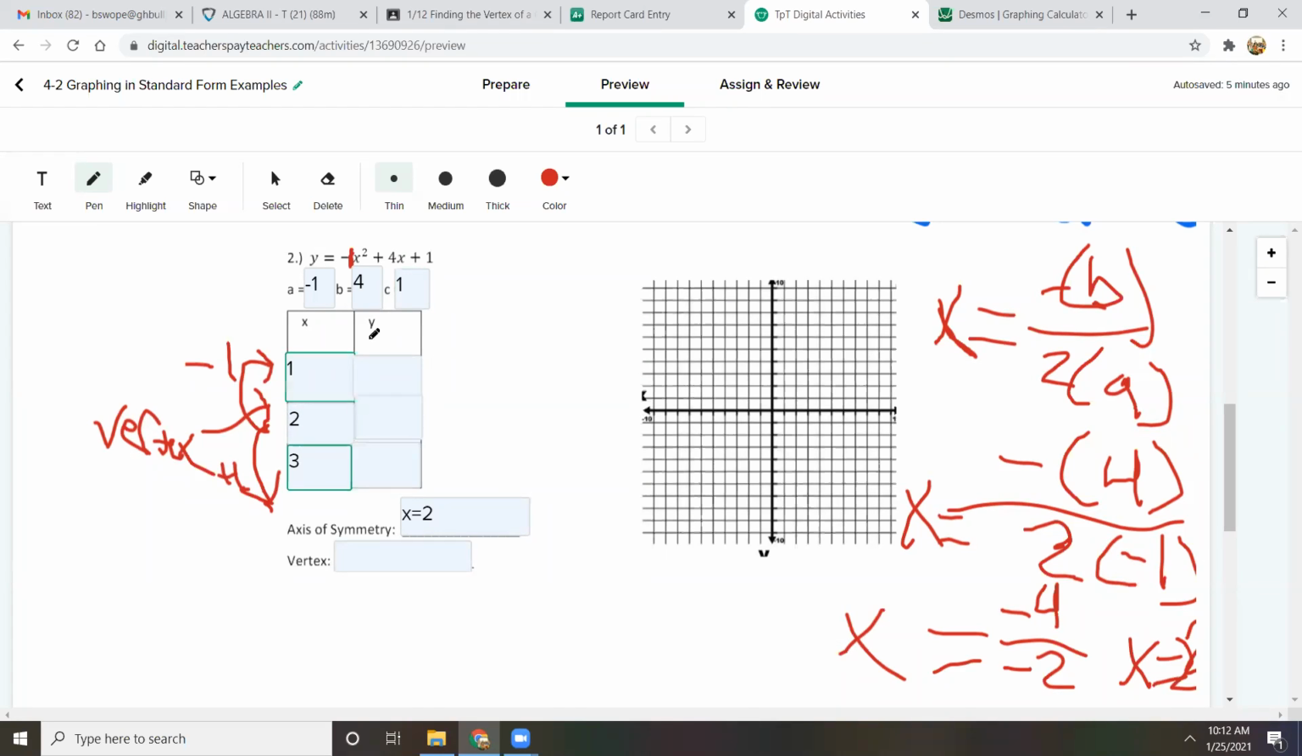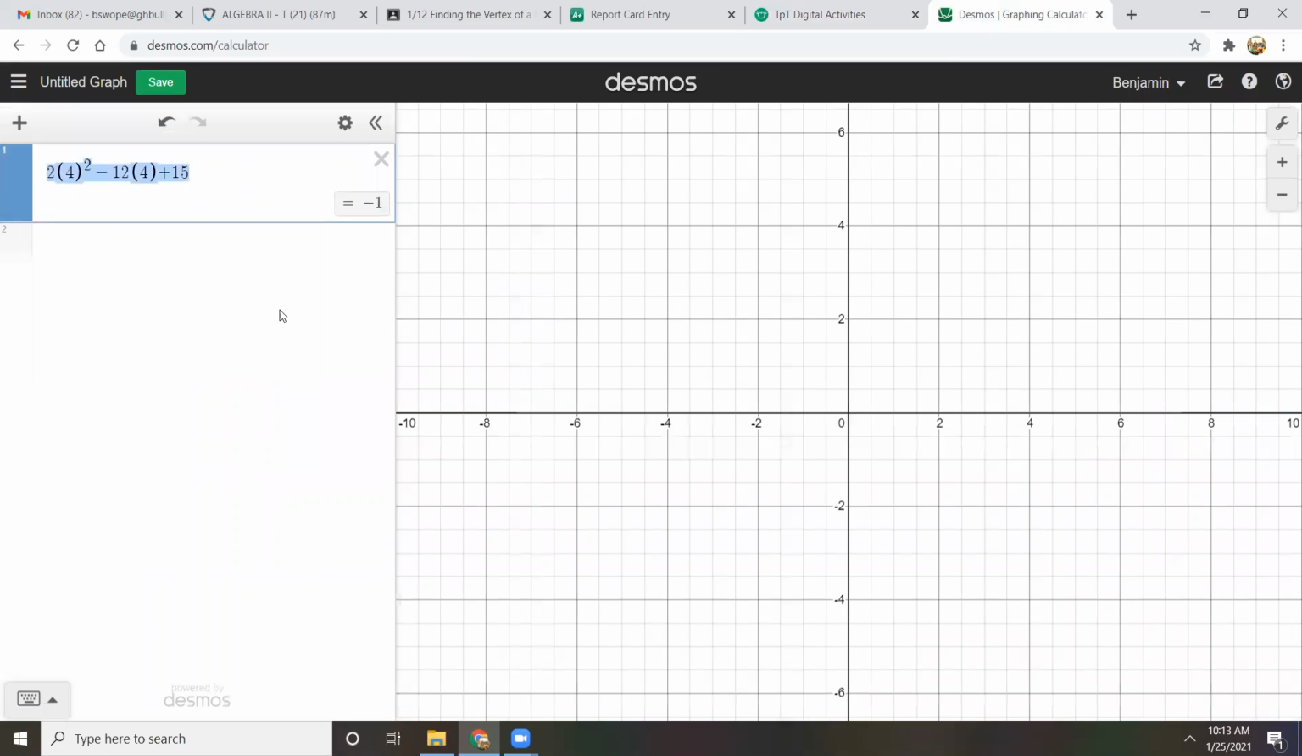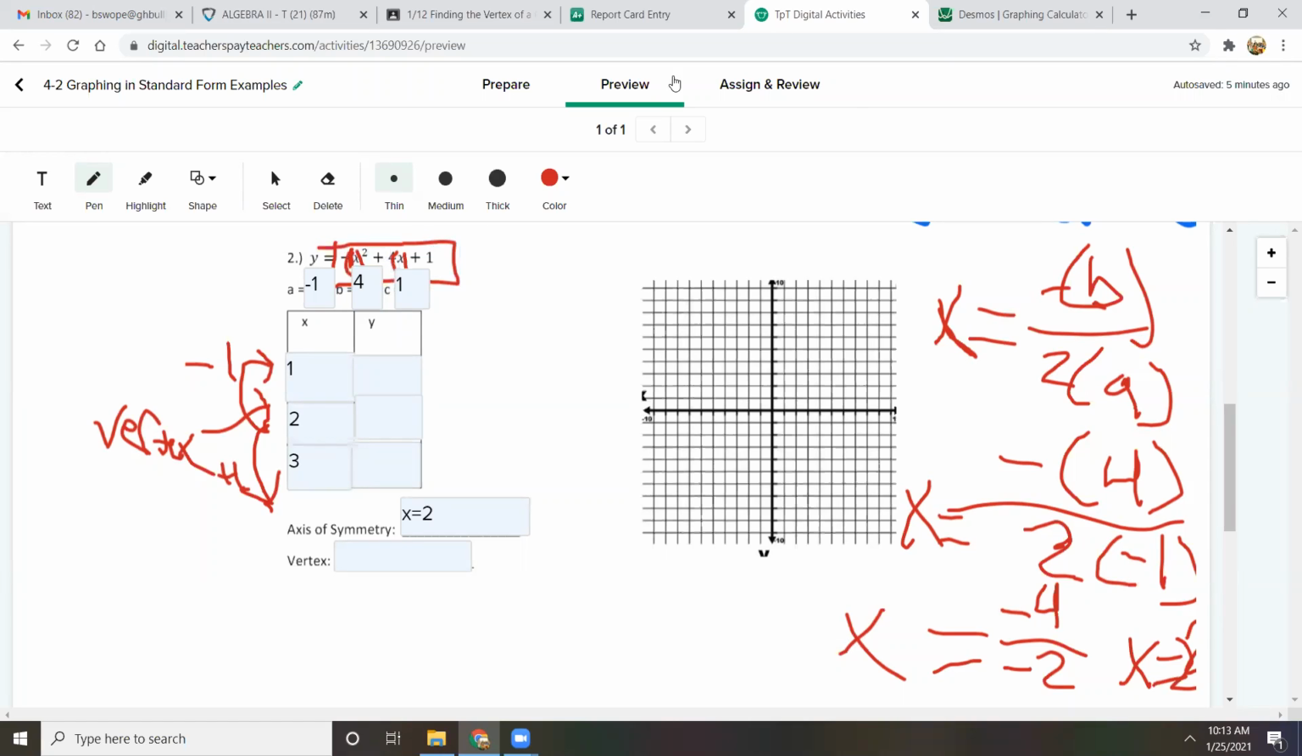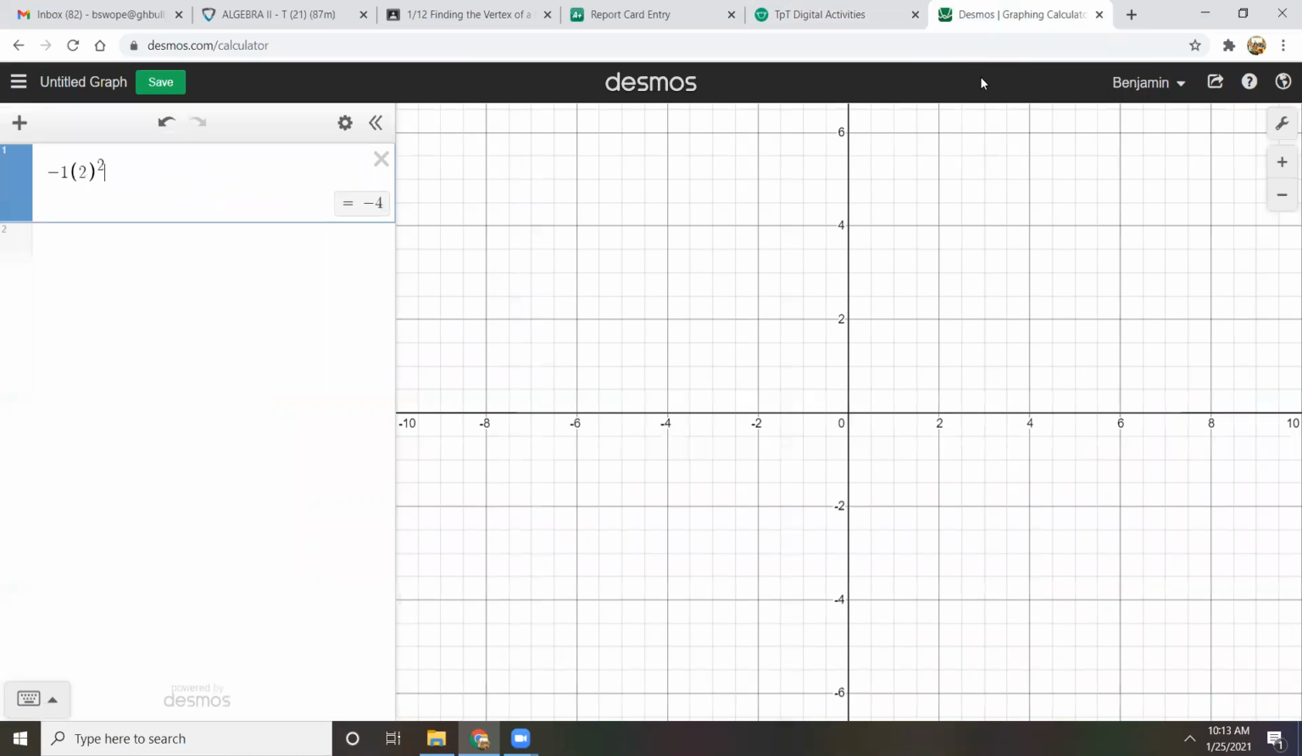And then we need to fill out our table using Desmos. So we're going to plug it into this equation here. So negative x squared plus 4x. If I plug that in, I'm going to always just usually plug in the vertex. So negative x squared plus 4x, so plus 4 parentheses 2, and then plus that 1. So this would be my vertex.